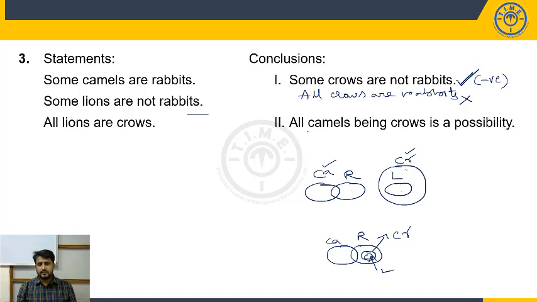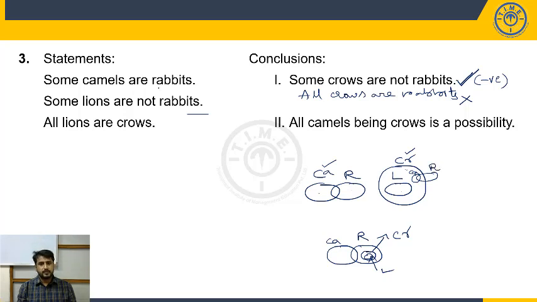Now, what is the second conclusion? All camels being crows is a possibility. Can I place all these camels inside the crows? Let's check it in the same diagram. Let us take this as camels and rabbits. Is it violating any of the statements?